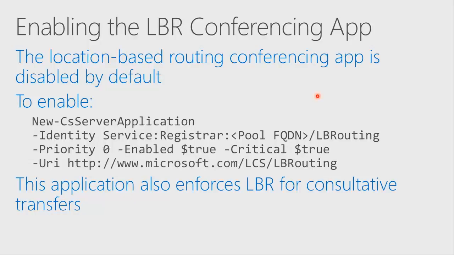So you'll find the TechNet documentation for enabling location-based routing describes this just fine. And that's what's watching the conferences to make sure that they don't have a mix of PSTN and multiple sites. It is also the same application enforcing this for consultative transfers. Maybe that first inbound call was acceptable, but now you're trying to transfer to someone in a different site. This will check to make sure that that isn't happening, that after the transfer, we don't have a call that is non-compliant.